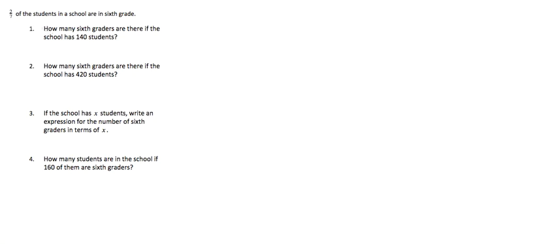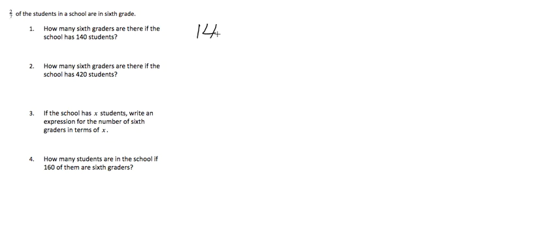So for this one, 2/7 of the students in a school are in 6th grade. First, it asks us how many 6th graders there are if the school has 140 students. Now, to find the number of 6th graders in a school of 140 students, we just have to take the whole, which in this case is 140 students, which is everyone at the school, and multiply it by the fraction that we know is 6th graders.